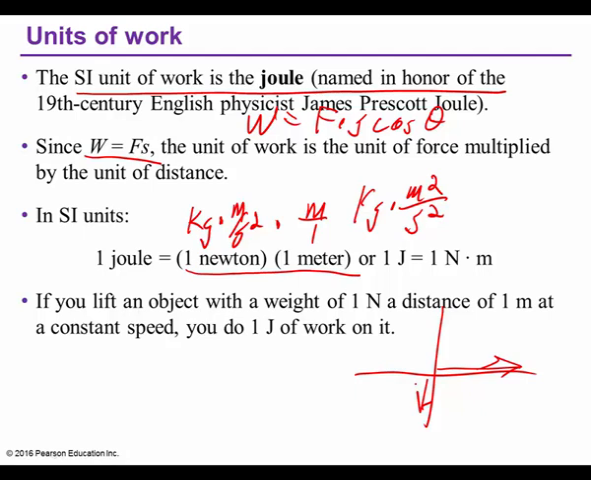0. What would be the work done by the normal force? I'm pushing it in this direction. Well, the normal force is straight up, isn't it? What's straight up? 90. What's the cosine of 90? 0. So again, we have to look at the application and what is actually happening.